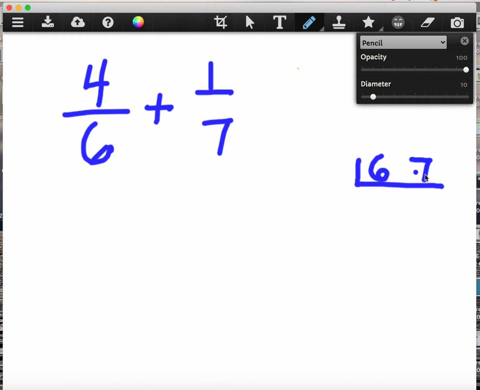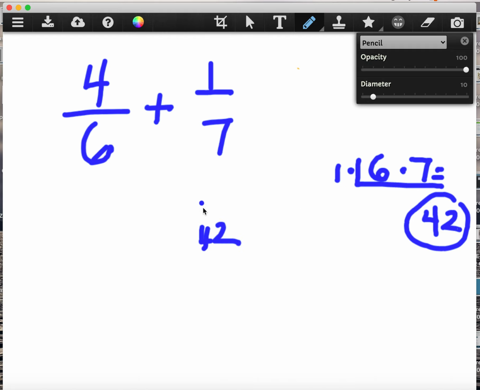Well, 2 can go into 6 but not 7. 3 can go into 6 but not 7. 6 can go into 6 but not 7. So the only thing is 1 and done. So that means I have to do 1 times 6 times 7, which is 42. That's going to be my common denominator over here, 42. Okay? So I'm going to come over and write 42.